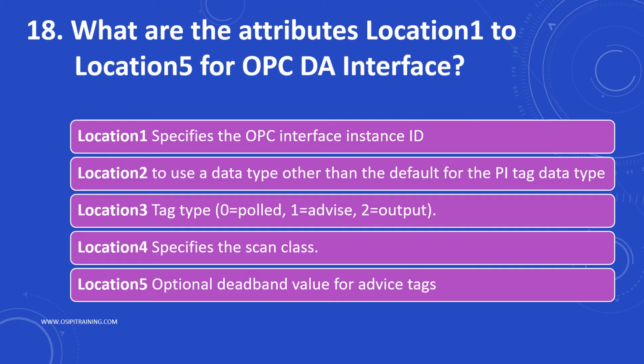What are the attributes location 1 to location 5 for the OPC DA interface? For this question, you have to explain all the locations starting from location 1 to location 5. With respect to OPC DA, location 1 specifies the OPC interface instance ID. Location 2 is used for a data type other than the default for the PI tag data type. Location 3 can be polled, advise, or output, or a trigger tag. Location 4 specifies the scan class. Location 5 is an optional deadband value for an advise tag.